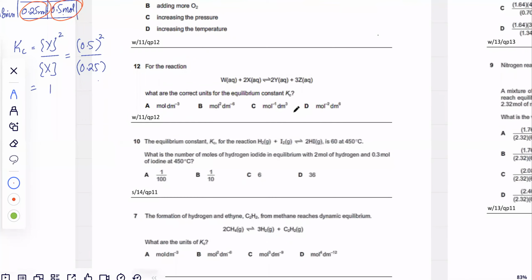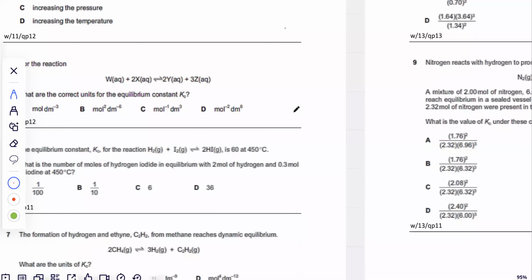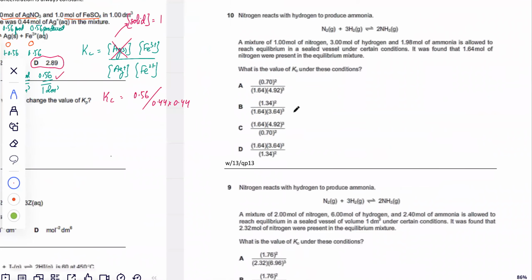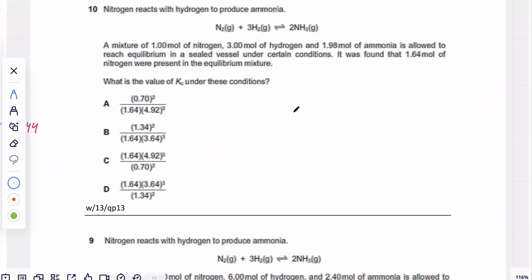Let's do this one. These are all about units. Let's try and do this one. You've got N2 and you've got 3H2, and they are in equilibrium with 2NH3.